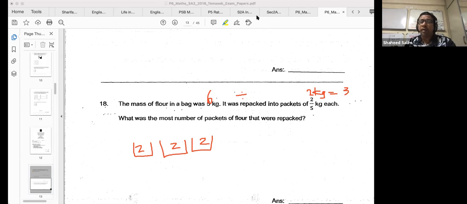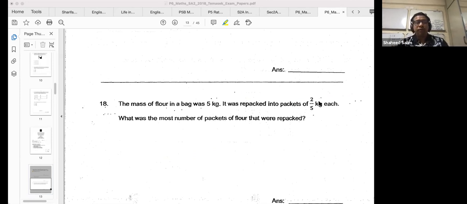So now you do the same thing. See, the rule is when you get to something difficult, go to something easy. So I've shown you an easy example. Now just take 5 divided by 2 over 5. 5 divided by 2 over 5, and you will get your answer.